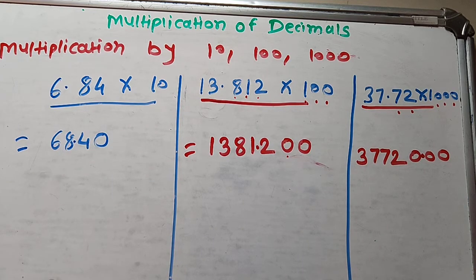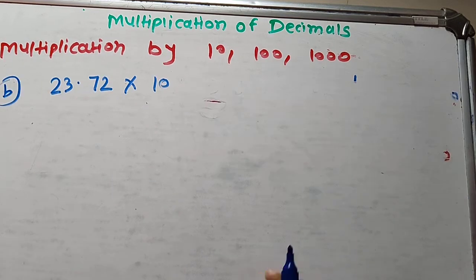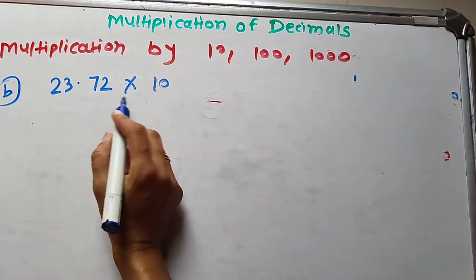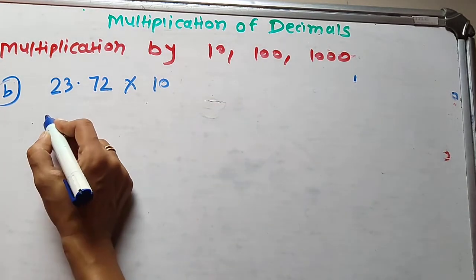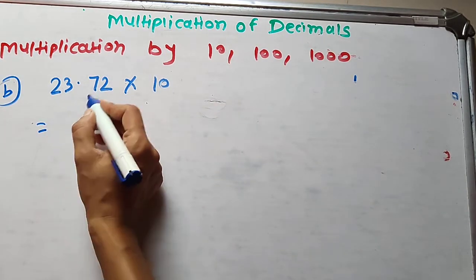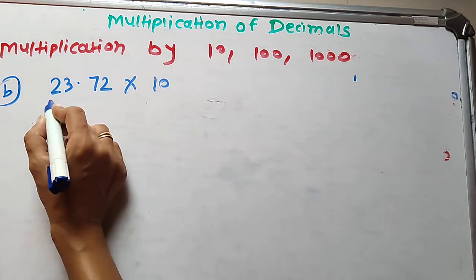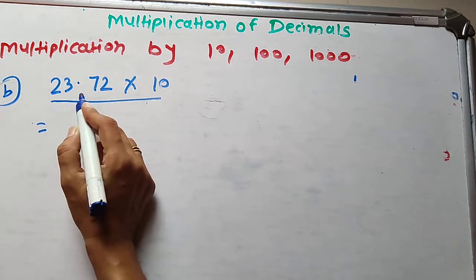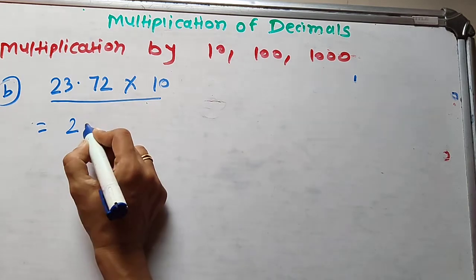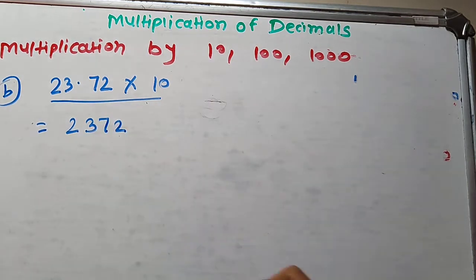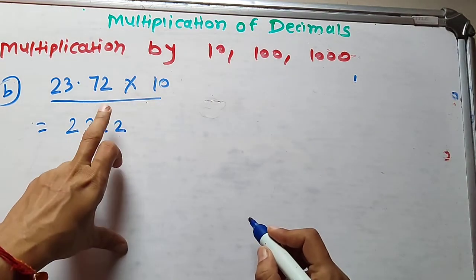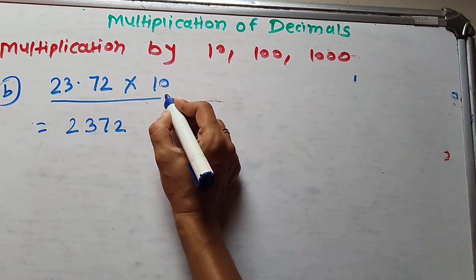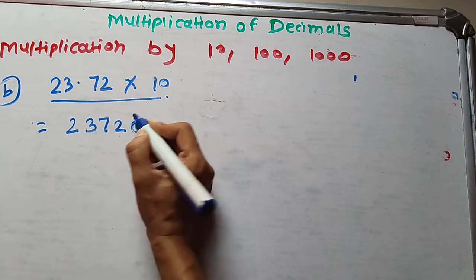Now we take one more example from your exercise. See, this is B. 23.72 multiplied by 10. So you have to directly write the number. First ignore the decimal point. Multiply these two numbers. 2372 ones are 2372. And how many 0s? 1 0. So you have to add 1 0.